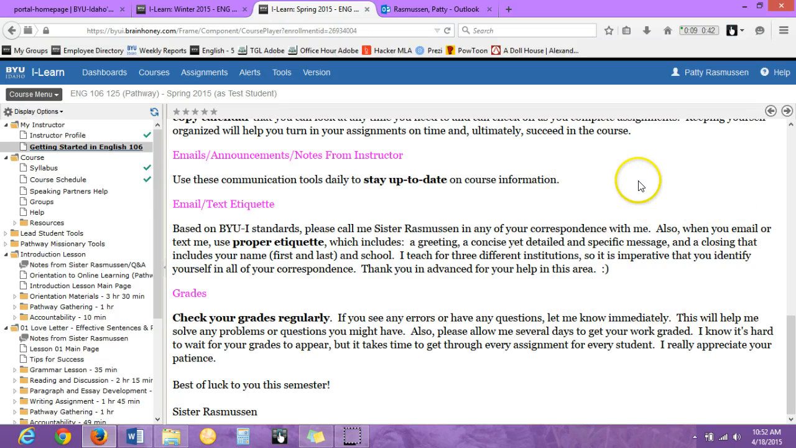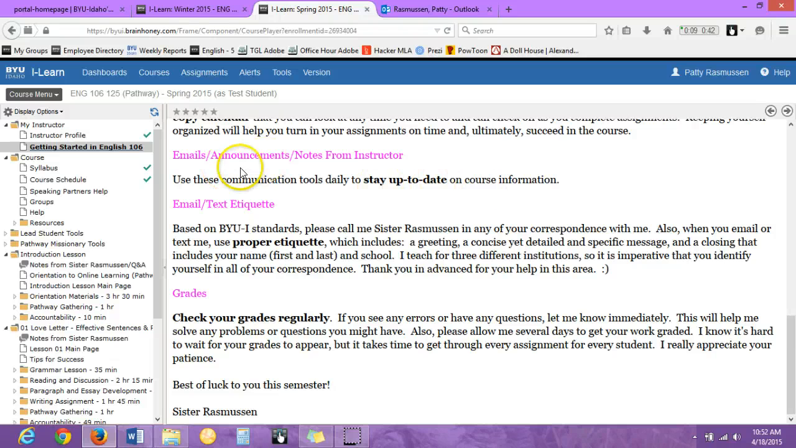Also, make sure that you check the announcements daily, even multiple times a day. Check any emails. I've seen a student before who said that she does not check her BYU Idaho email every day, and that's just setting up for missing really important information. So be sure that you're checking your BYU Idaho email every day, or whatever email it is that you get your communications from me, because you don't want to miss anything.